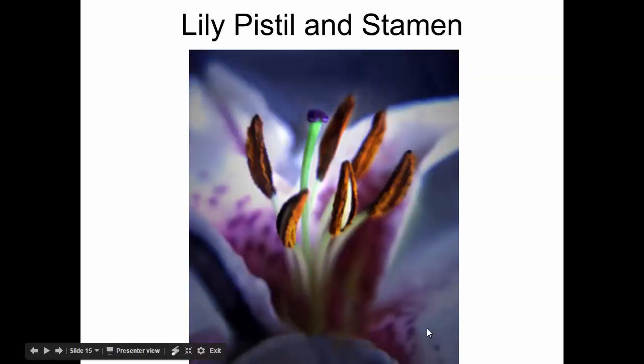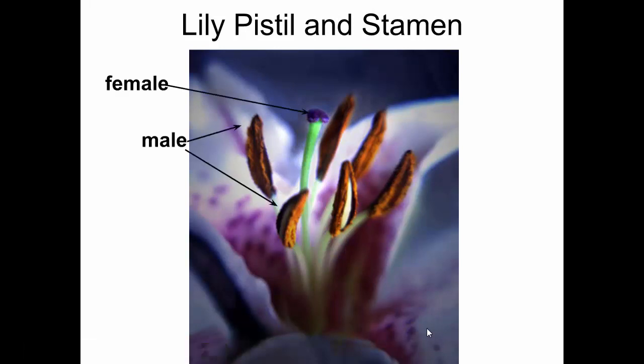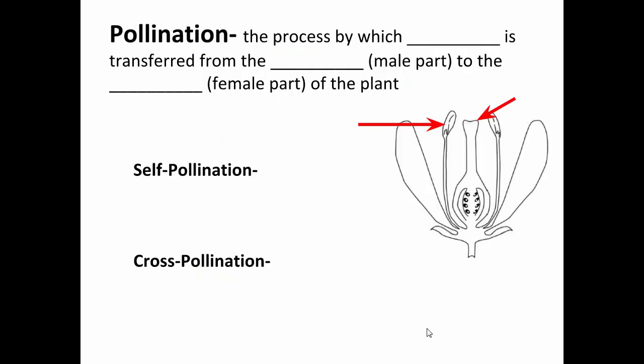Again, this is a lily. Looks a little different, but it's the same parts. Again, you have the pistil, and then the stamens are on the outside. And so the purpose of these parts is for pollination. What does that mean, pollination?